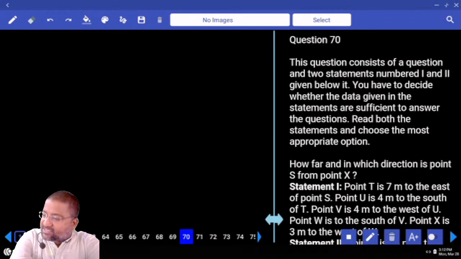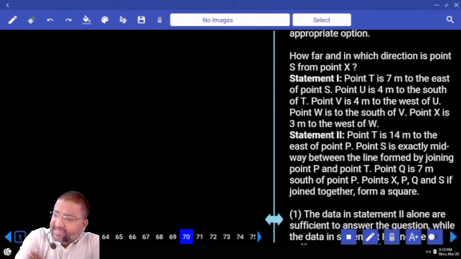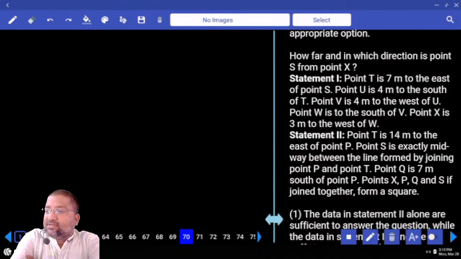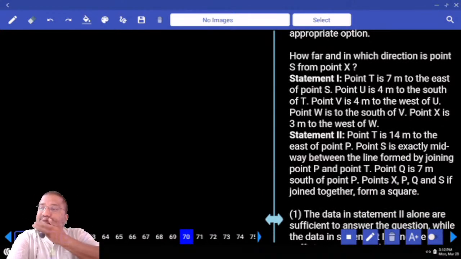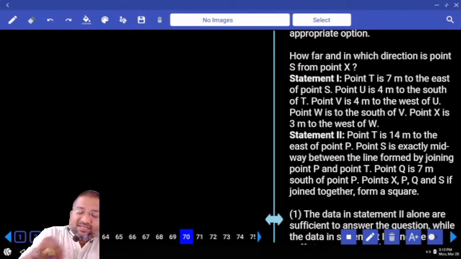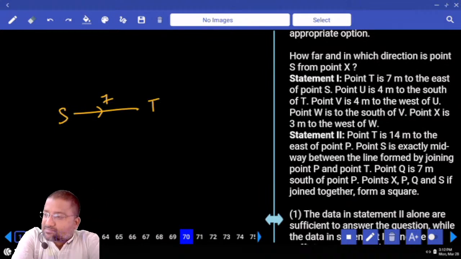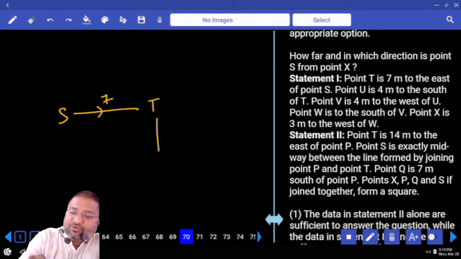How far and in which direction is point S from X? Point T is 7 meters to the east of point S. T is 7 meters to the east of S. U is 4 meters to the south of T.